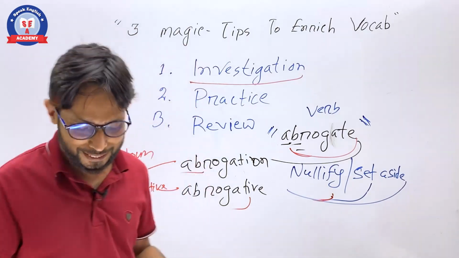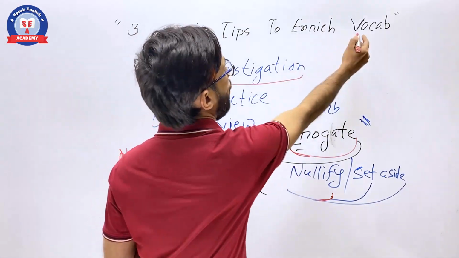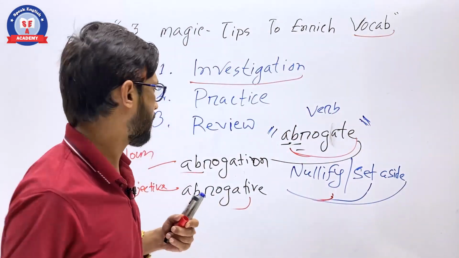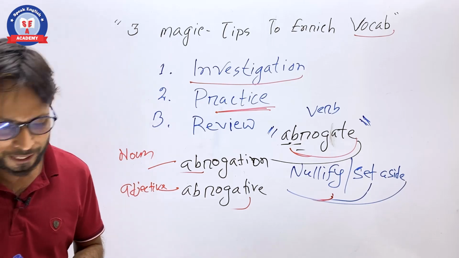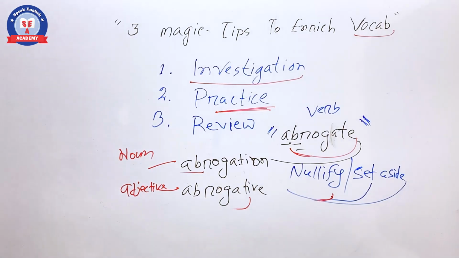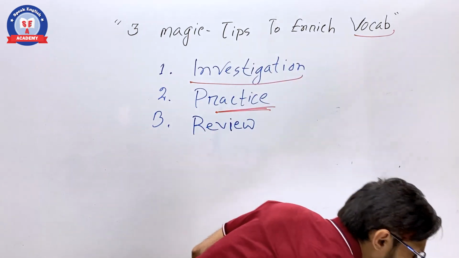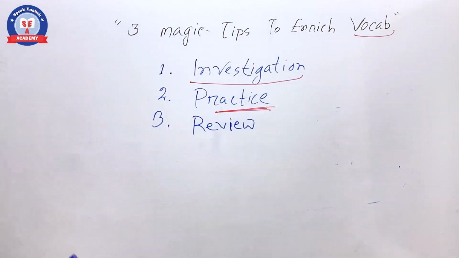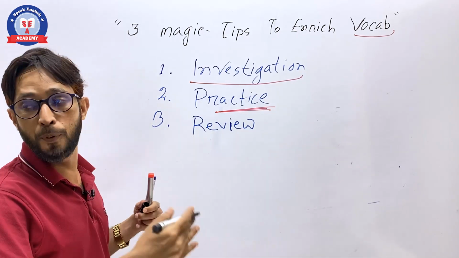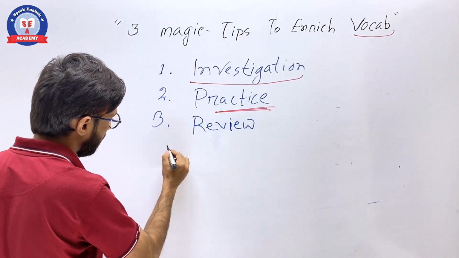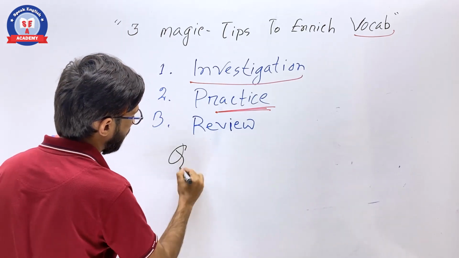So now our second step, how can we enrich our vocab, means vocabulary. So now we have to practice more and more. You can ask me, how can I practice? Yeah, it's also very simple for you. You have to try to write a sentence. You have to write a sentence using the word abrogate. Suppose I am writing this sentence.